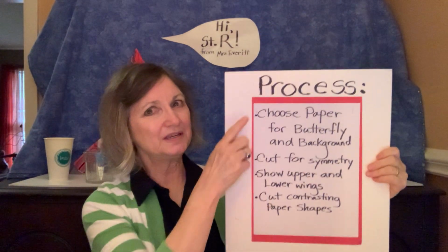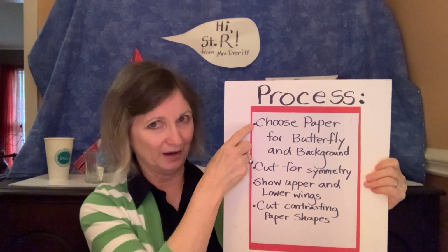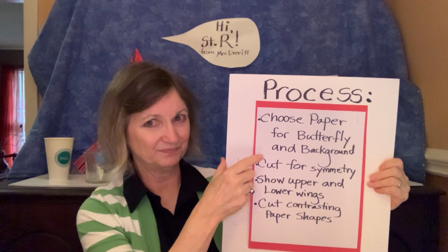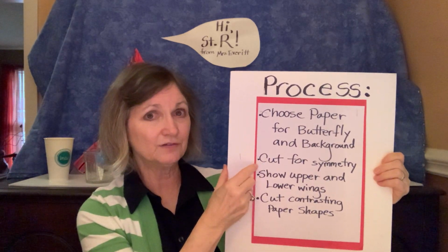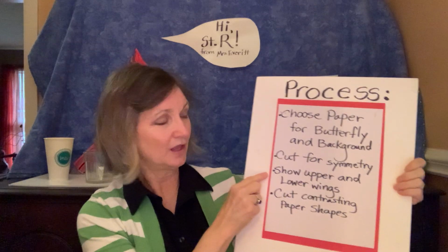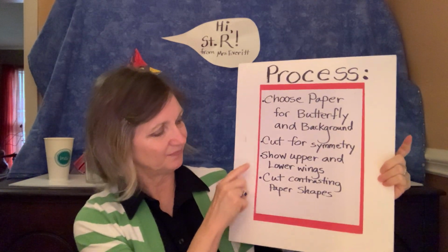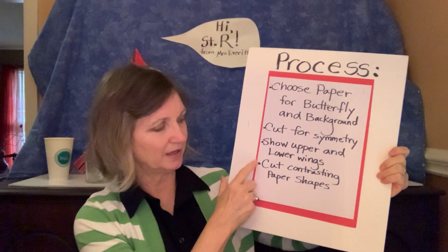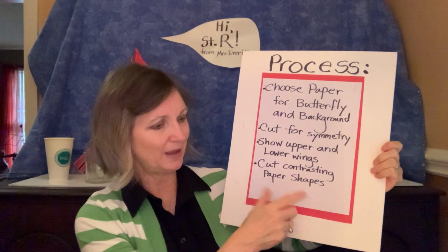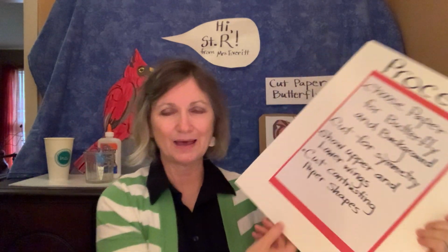Here's our process. We're going to need to choose the paper for the background and for the butterfly. We'll need to be sure we're cutting for symmetry. We're going to be sure that we show both upper and lower wings. And we want to make sure that we cut some contrasting paper shapes. Now what does that mean?